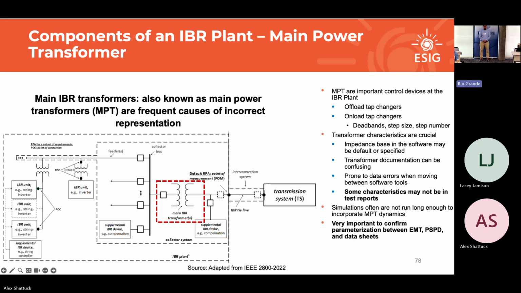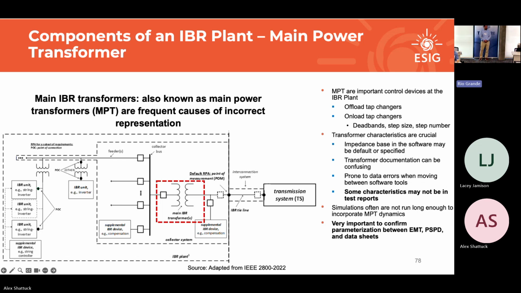So really, really prone to error because of the way that there are many different parameters, and also they're laid out differently and bases are different. The representation of transformer steps and deadbands and size and operation range is pretty different among different softwares, and a really big source of error.